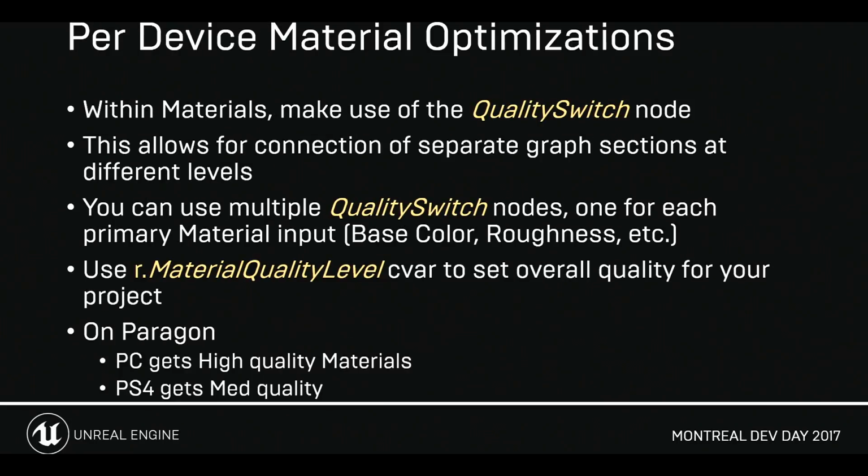But a nice thing about this is you have some per-device material optimizations as well. So there's a quality switch node that allows you to take your materials and set them to medium, high, or low quality. And you can use a CVAR to switch out which one of those inputs you want to use. So if you go into your material, you search for quality switch, you'll see it has a default setting, low, medium, high. What you'll do is you'll use several of these into the different inputs of your material. And then when you cook out, you can say, like, on PS4, we're going to use the medium version of that material, and on PC, we're going to use the high version. It's actually exactly what we do on Paragon.